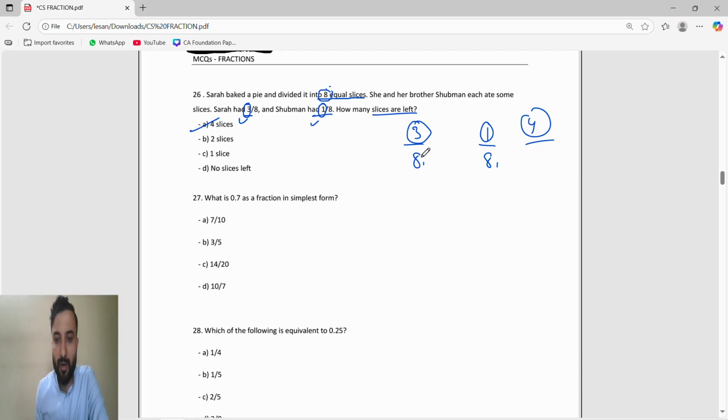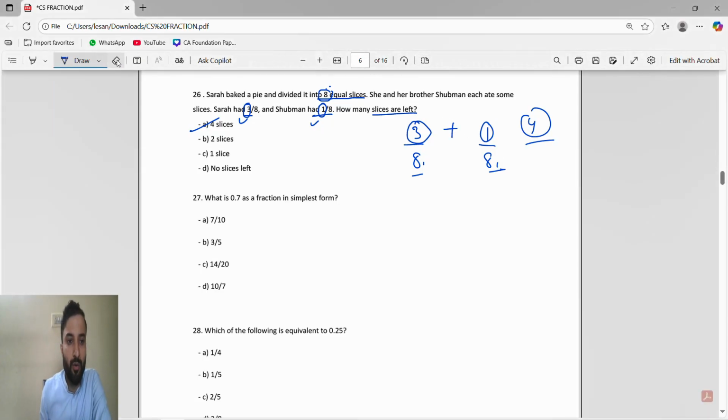Why did we do it like this? Because the denominators are the same. The denominators are the same, and in the examination they will give the same denominator only. Because different denominators means it will be a long method. You have to definitely use pen and paper. So here guys, understand, the total pieces was 8 and the denominator was 8. So that's why we do not have to do anything. Just add the numerators, 3 plus 1, 4.